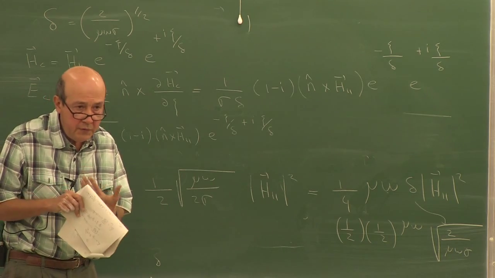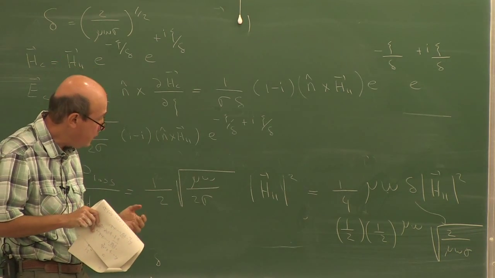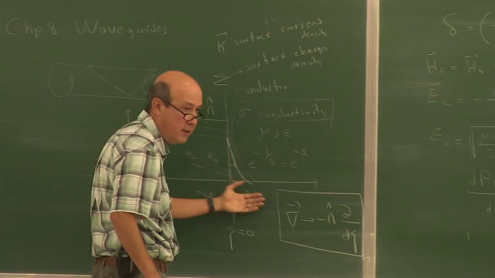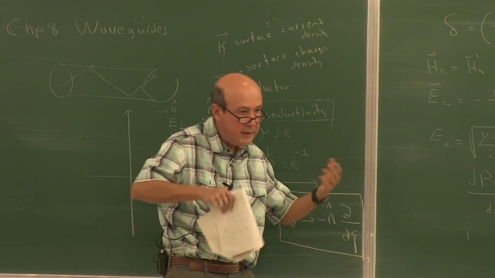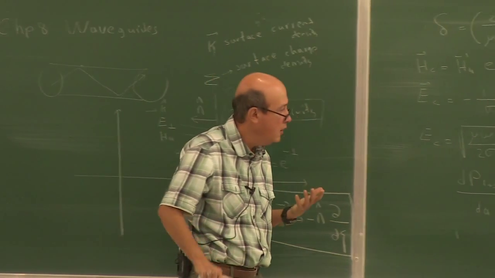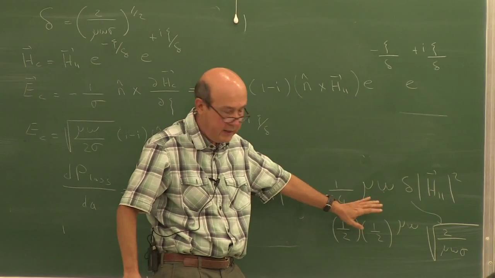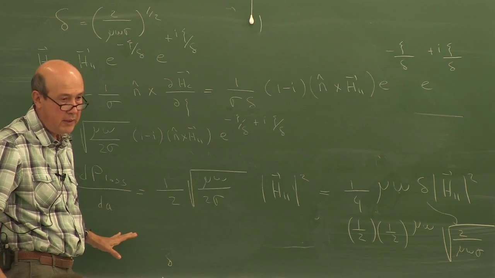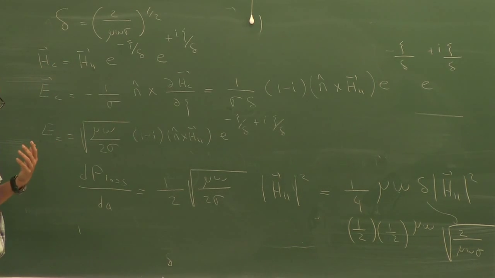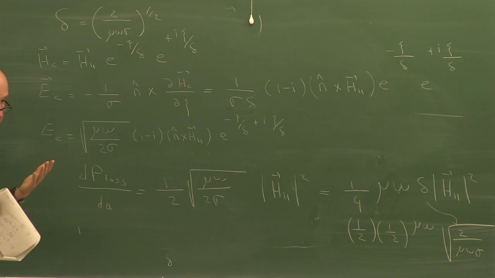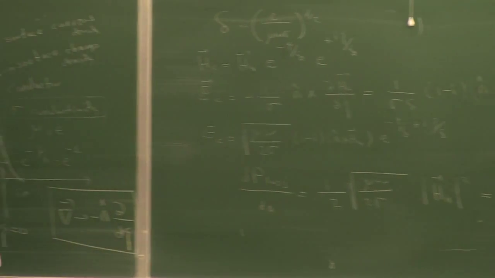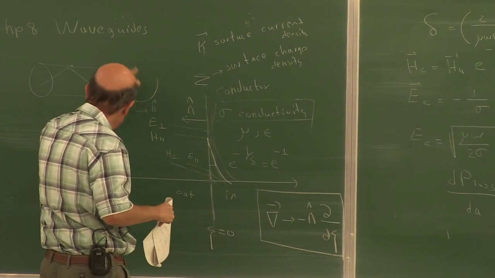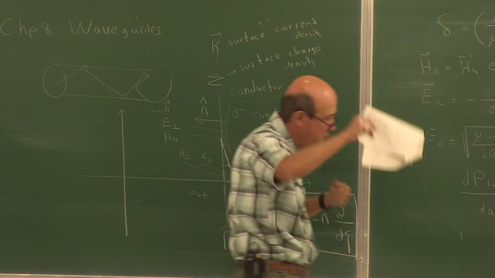So if we have a perfect conductor, what should be the skin depth? Zero. Or conductivity should be what? Infinity. That means that if the skin depth is zero, there is no power loss in the conductor. What happens? Everything will be reflected. We can use it as a mirror, or we can use these good conductors in the waveguides, because you can transmit the waves back and forth by reflection over very long distances.